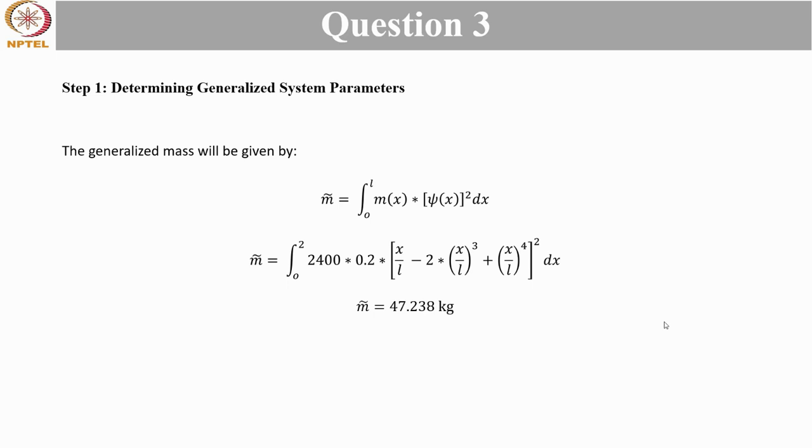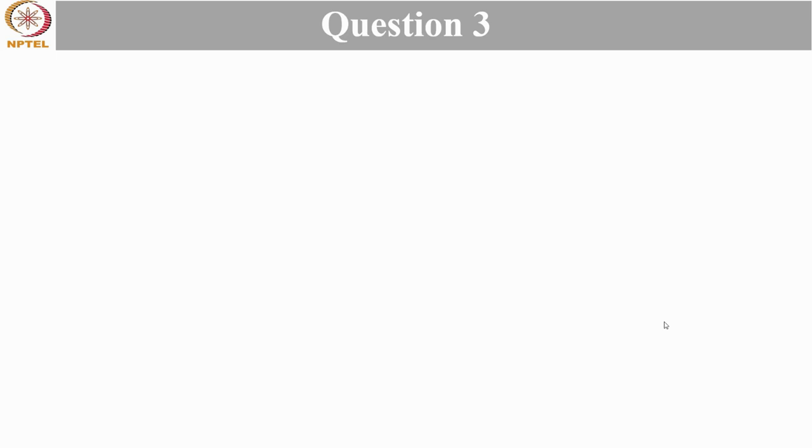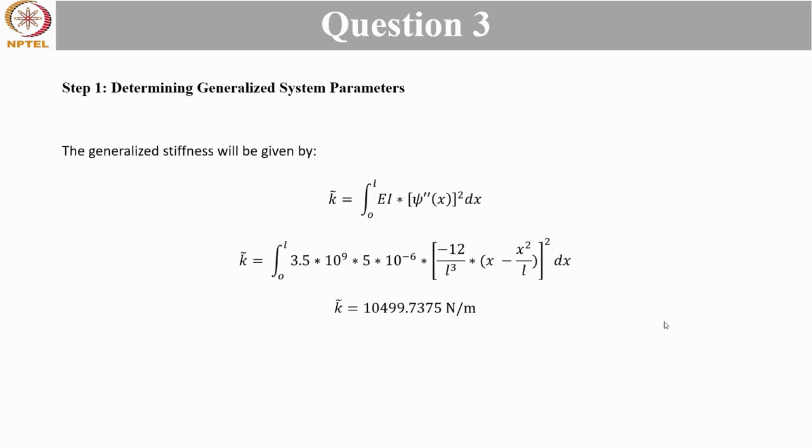Upon integration, we will get the generalized mass as 47.238 kg. Similarly, we will calculate the generalized stiffness. Generalized stiffness is given by the integration from 0 to L of EI into the double differentiation of the deflection profile squared dx.